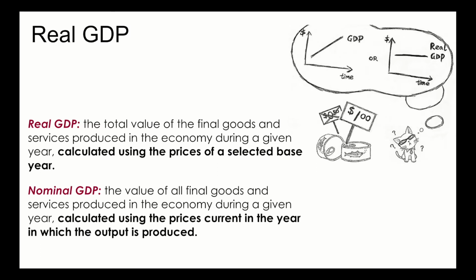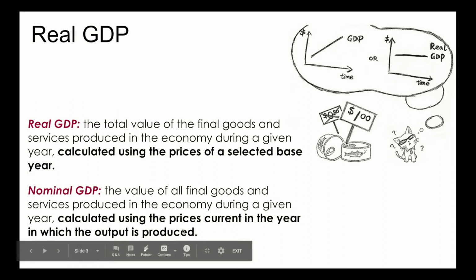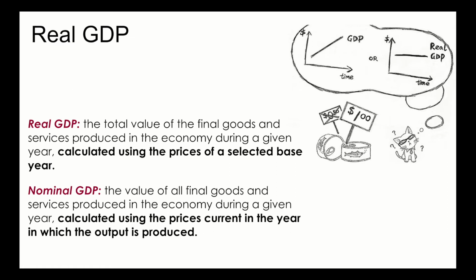So if we're talking about nominal GDP, what we're essentially saying is we're looking at how much money we made this year in this year's prices. If we're looking at nominal GDP for 2009, we're looking at how much money we made in 2009 in 2009 prices. If we're looking at nominal GDP for 2020, this year's output is in this year's prices, 2020 prices.